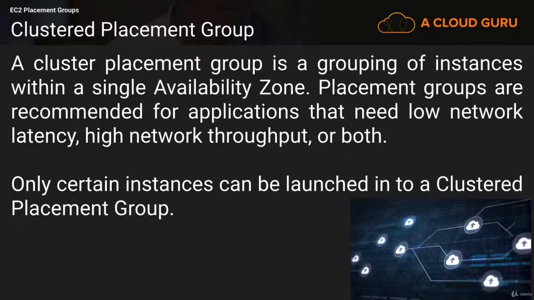A clustered placement group is a grouping of instances within a single availability zone. Placement groups are recommended for applications that need low network latency or high network throughput or both. So basically things like Cassandra clusters or anything that you're doing with big data, you would want to have these instances inside a placement group. This means that they're within a single availability zone, and they're going to have really low latency, and they're also going to allow for very high network throughput.